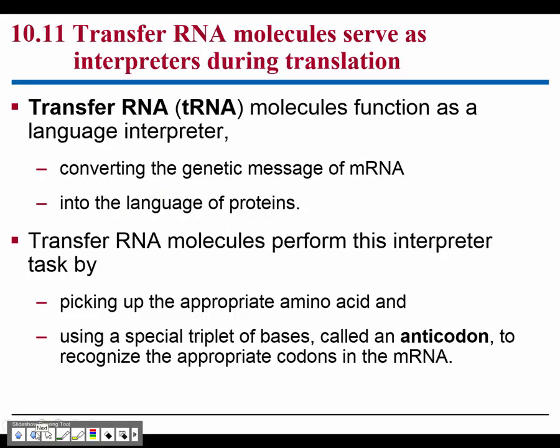tRNA, it's a language interpreter. It figures out what that codon is and then what specific amino acid it's supposed to go to. They do that by grabbing the appropriate amino acid and looking for what's called an anticodon. So you have codons and anticodons. Anticodons are on the tRNA, codons are found in the mRNA.